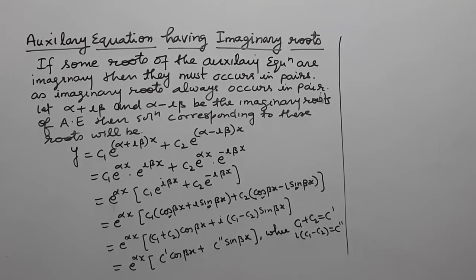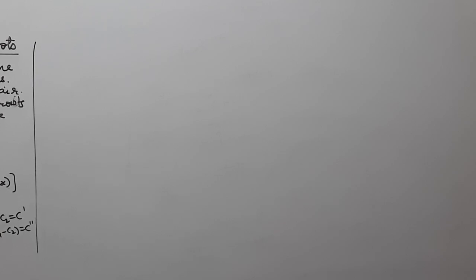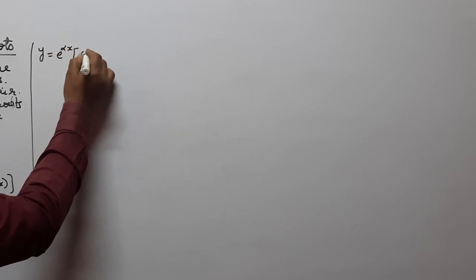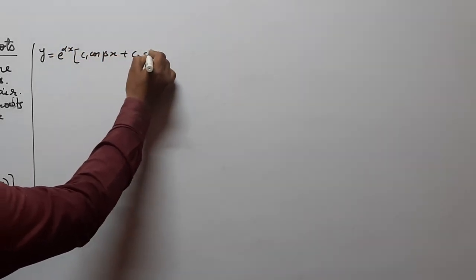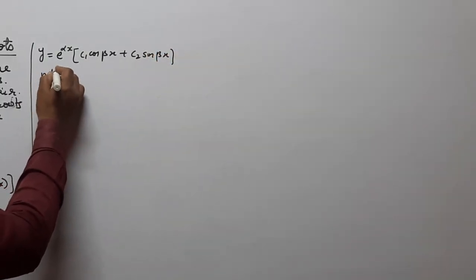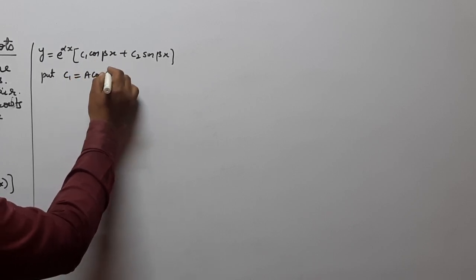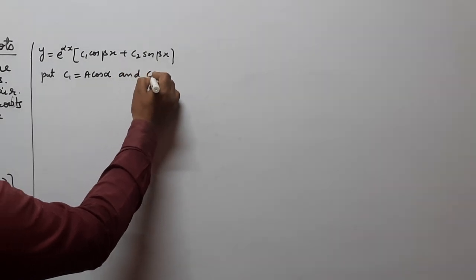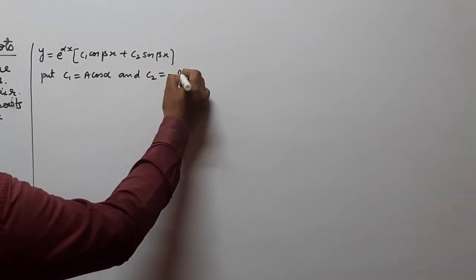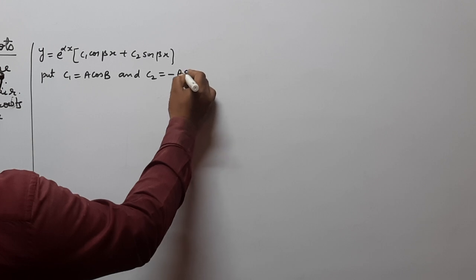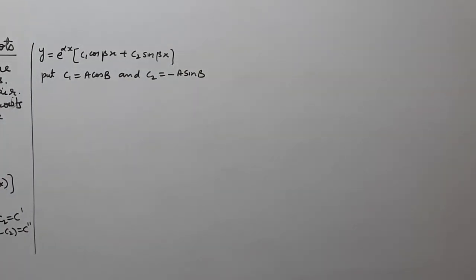Now this can also be written as y equal to e to the power alpha x times c1 cos beta x plus c2 sin beta x. Now again we put c1 equal to a cos b and c2 equal to minus a sin b.